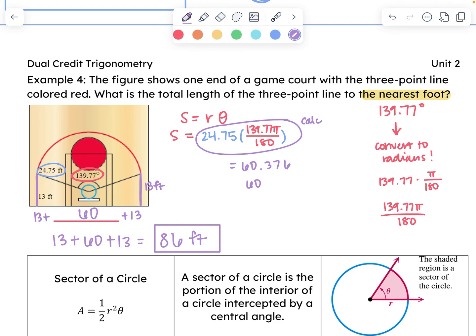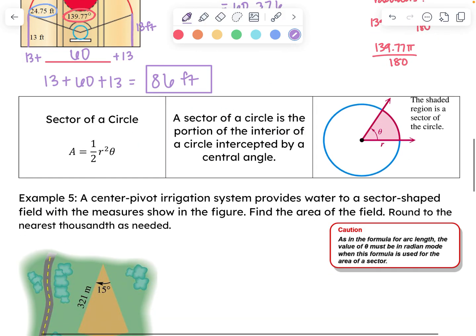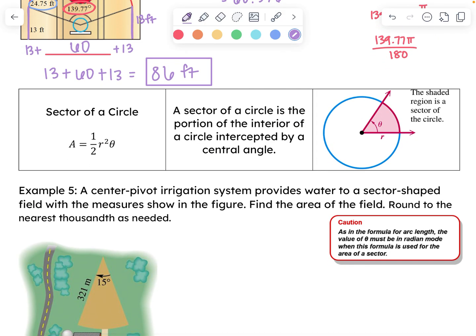Now, so far, we've just done the arc length, which is like the little bit of the circumference around the circle. The other formula that we're going to look at today is the sector of the circle, which is like the area of a portion of the circle. So it's like taking a pie piece and trying to find the area of a pie piece of the circle or a piece of pizza or something like that.